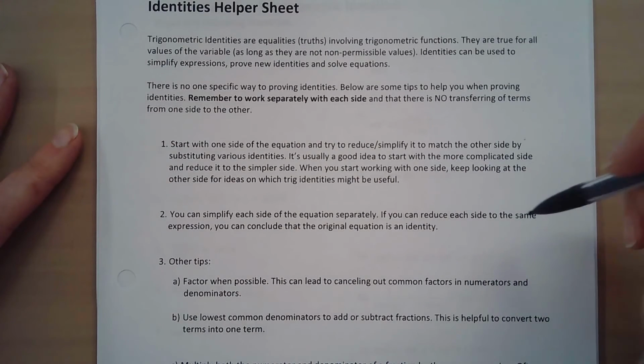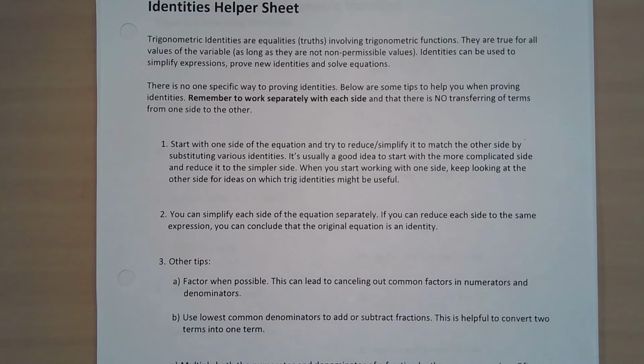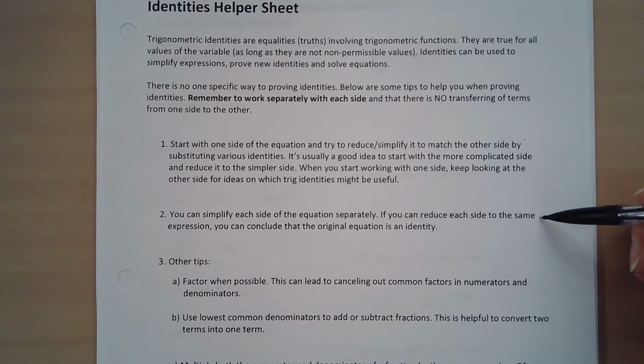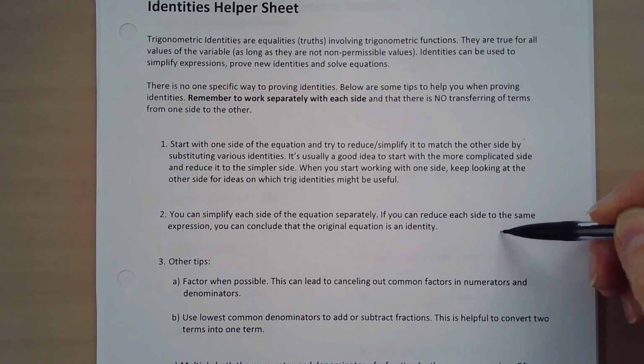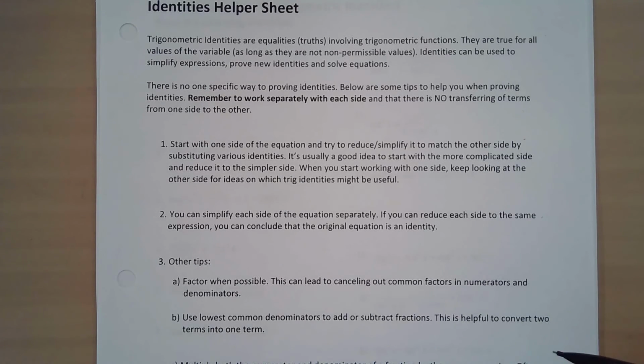You can simplify each side of the equation separately, meaning you can work on both sides. You can't cross over. If you can reduce each side to the same expression, that's also proving, meaning you can work on this side till you get to a certain point, and if you get stuck and you can't figure out where to go anymore, start working on the other side, simplifying, and maybe you'll arrive at the same spot. That's proving as well.